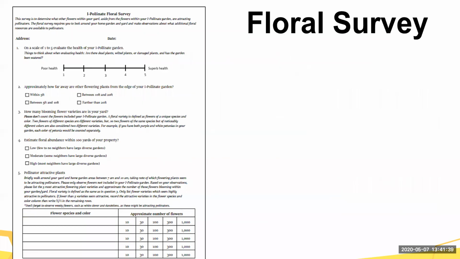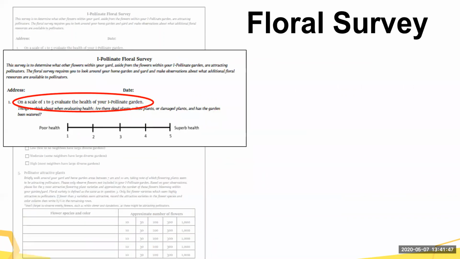Now, in terms of data collection, this is what the floral survey data sheet will look like. We start by asking simply to estimate the overall health of your garden on a scale of 1 to 5. Are the plants living or dead? Do they look damaged? Is the color a little bit off? Anything like that.